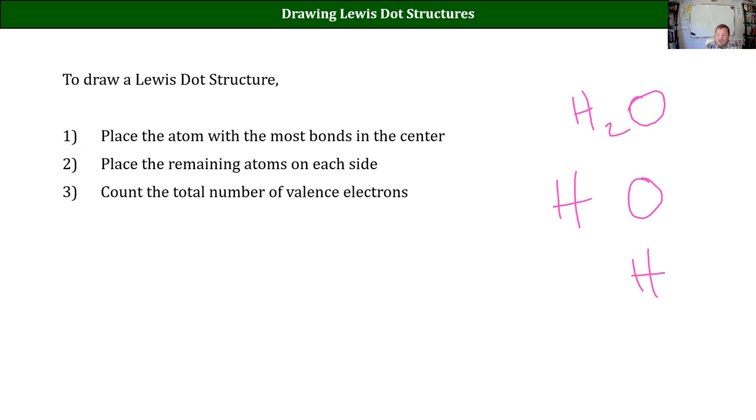Now, at the same time, we need to know the total valence electrons we have to work with. You could do this before you started step one as well. Step three could be step zero if you wanted. It doesn't really matter the order at this point. In this case, for water, oxygen has 6 valence electrons. And 6 valence electrons, not total electrons. Anything that's in an energy level that's totally filled is not going to react, so we ignore it. So 6 electrons from the oxygen, each hydrogen brings 1 electron. So that gives us a total of 8 valence electrons.